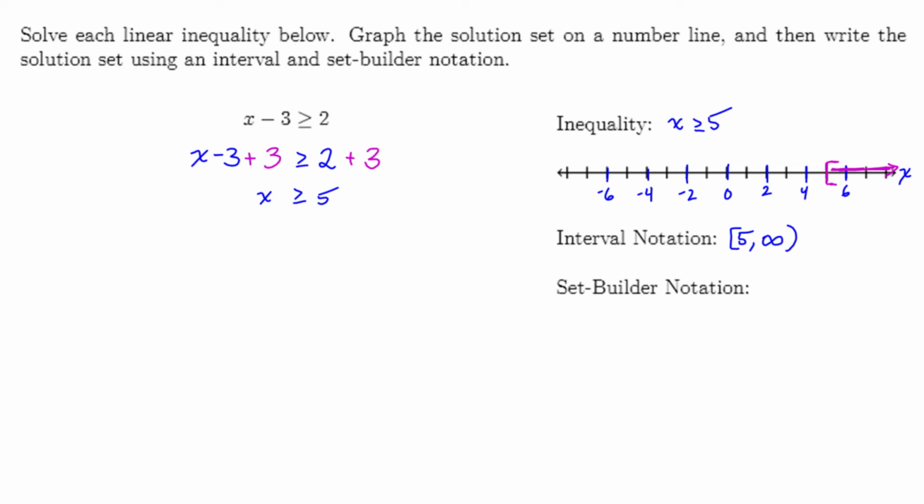Lastly, I'll use set builder notation. This is a way of demonstrating the set. There's not a whole lot to do with this. It's going to be the set of all x such that, and now I just include that inequality. So the set of all x such that x is greater than or equal to 5. And that such that bar is that straight bar that I put between those two x's.